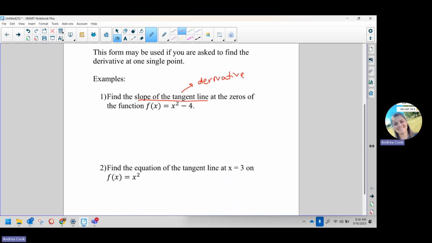And we want to find it at the zeros. Zeros are the x-intercepts. So first, we have to find the x-intercepts. If I have x squared minus 4, I'm going to go up to the side, x squared minus 4, and I want to find where it equals 0. Where does it equal 0? 2 and negative 2.